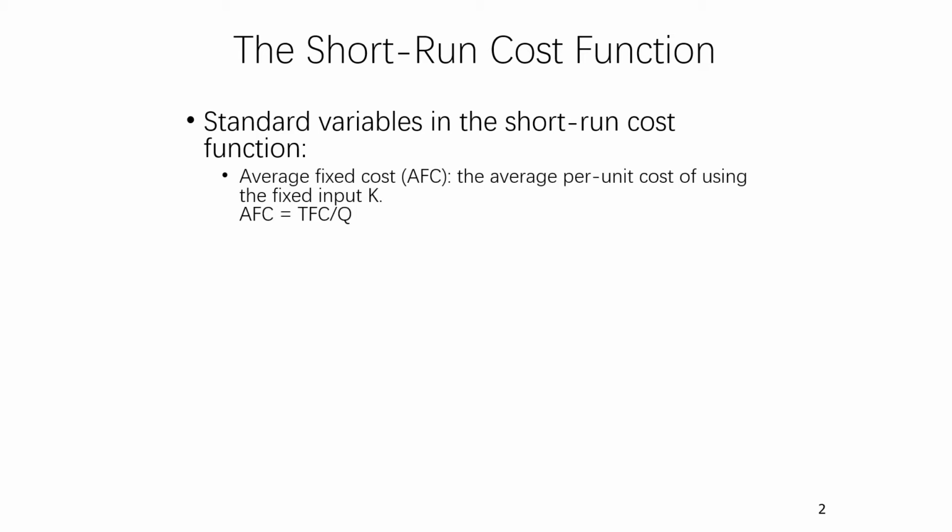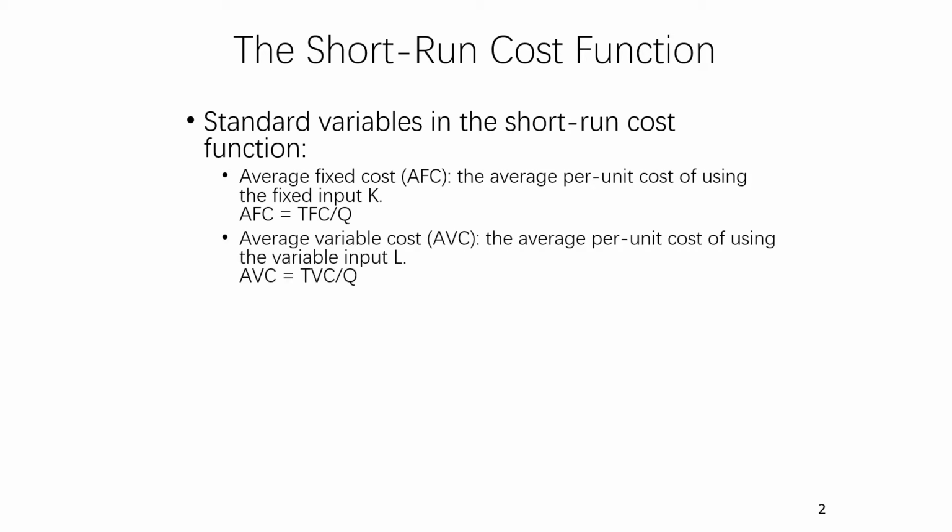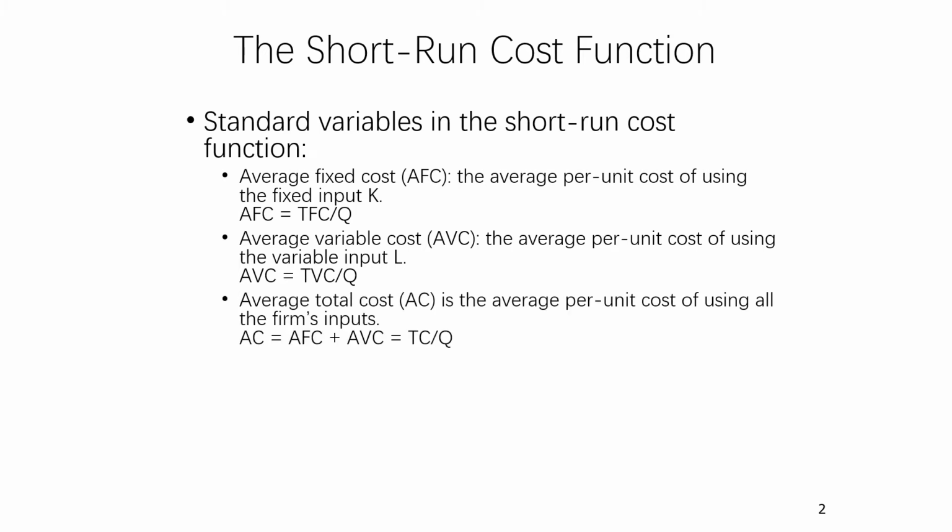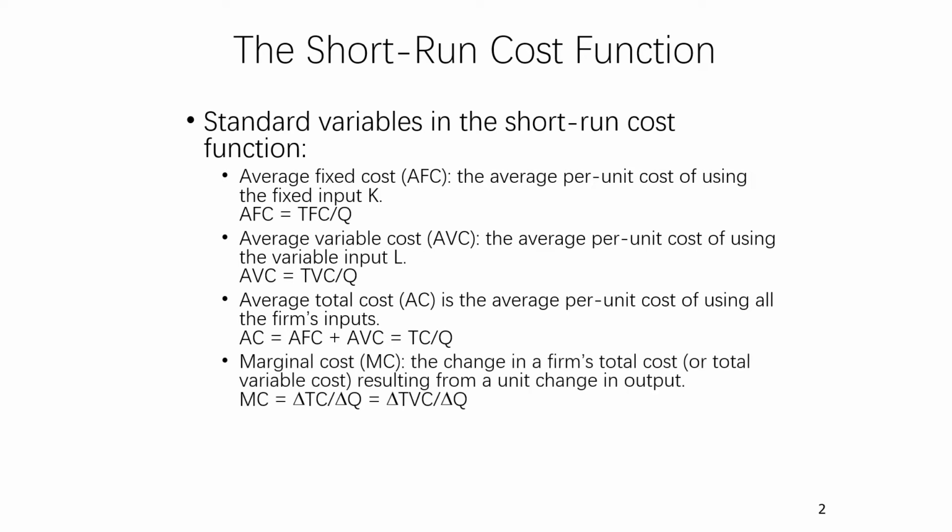So we can calculate average fixed cost, which is total fixed cost per unit of output, total fixed cost divided by quantity. We can have average variable cost, which is the total variable cost divided by quantity. And also average cost is just total cost divided by quantity. Importantly, an important concept here is the marginal cost.